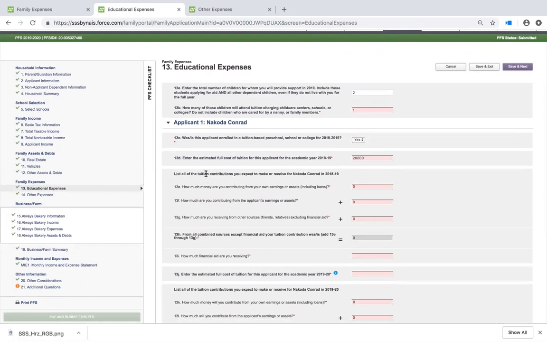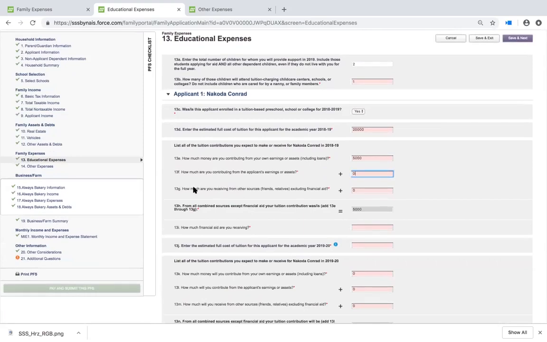Next, we're going to list the way that we're going to contribute to that education. 13E asks how much money you can contribute from your own earnings and assets. This year, we paid $5,000 from our own earnings and assets. Next, we want to document the contribution from the applicant's earnings and assets. In this case, it was 0.